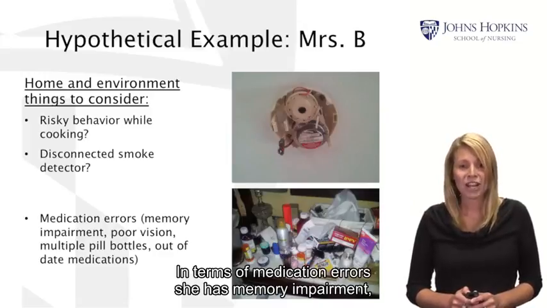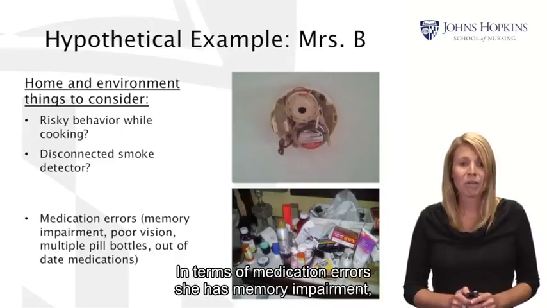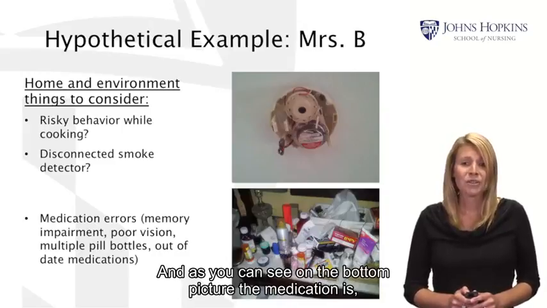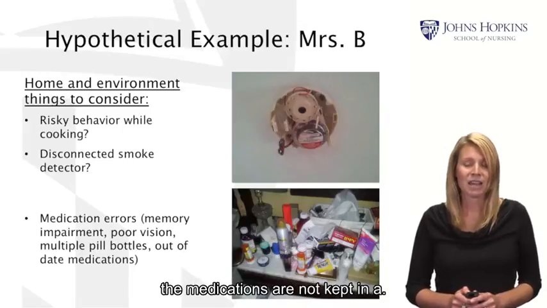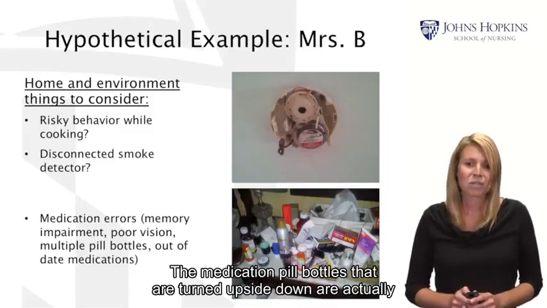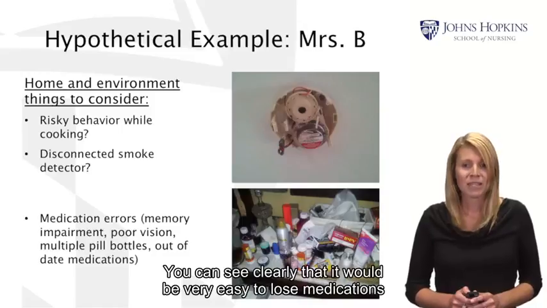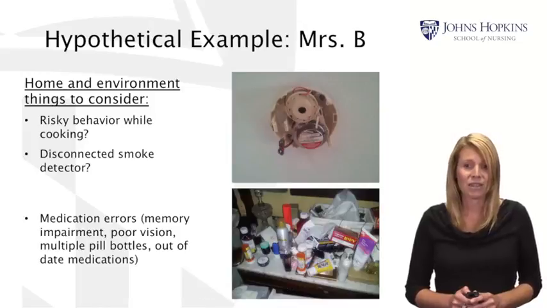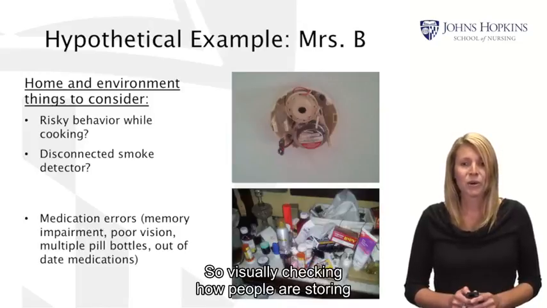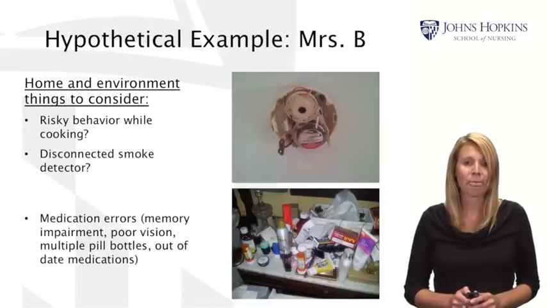In terms of medication errors, she has memory impairment. She also has poor vision. And as you can see on the bottom picture, the medications are not kept in an orderly fashion. The medication pill bottles that are turned upside down are actually ones that still need to be refilled. You can see clearly that it would be very easy to lose medications on top of the table. So visually checking how people are storing their medications can be very helpful.